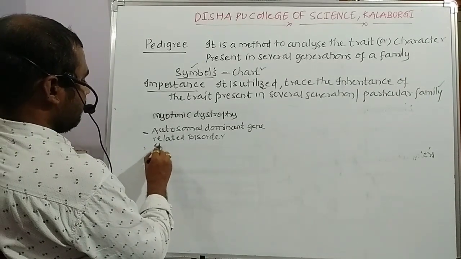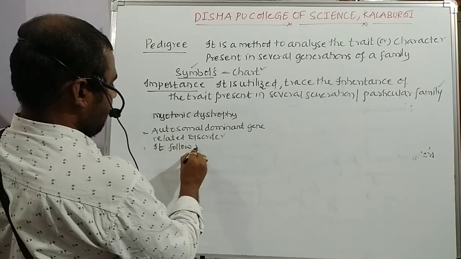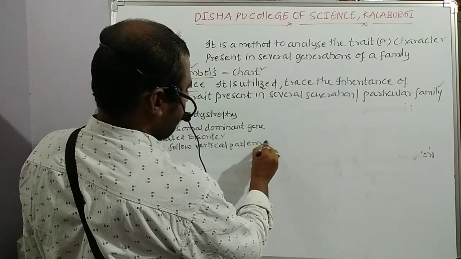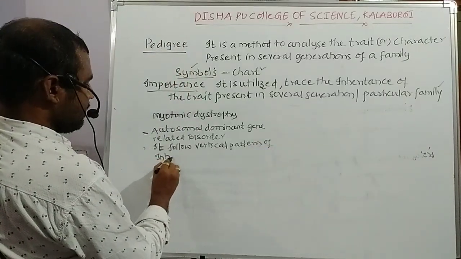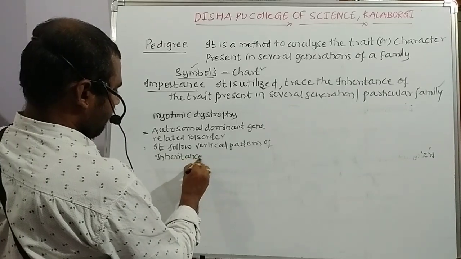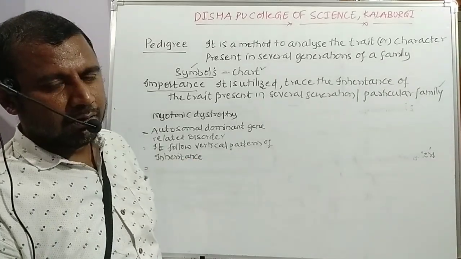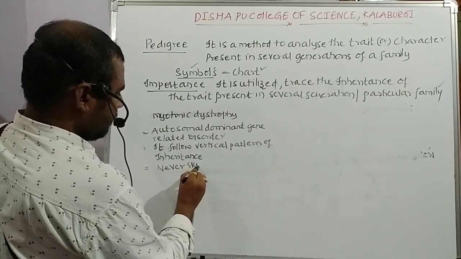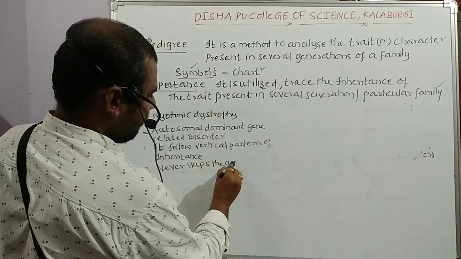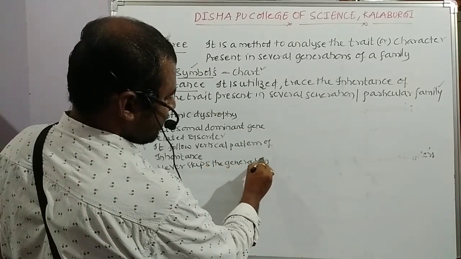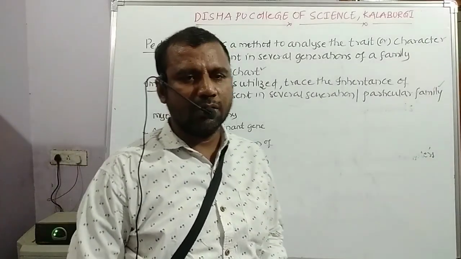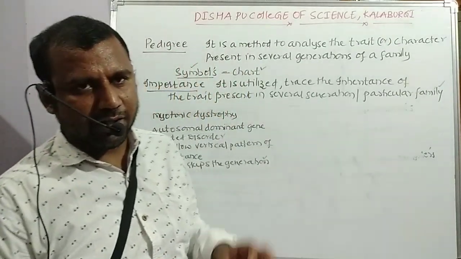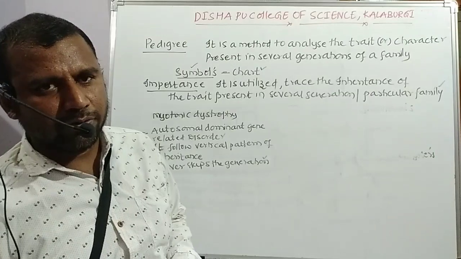It follows a vertical pattern of inheritance, and further the character of this one never skips the generation. Never skips the generation. The father has a son, and again the son, when he becomes the father to his son, again the chances of myotonic dystrophy will be there.